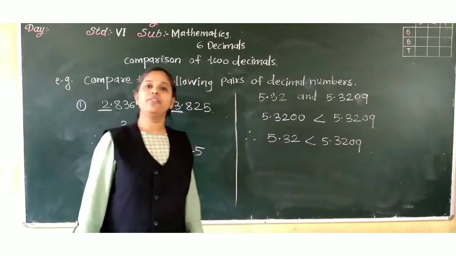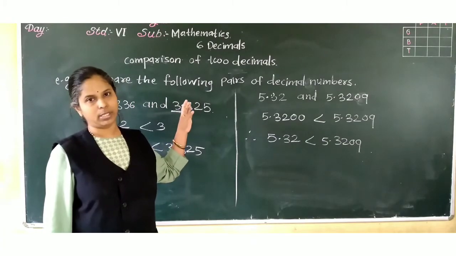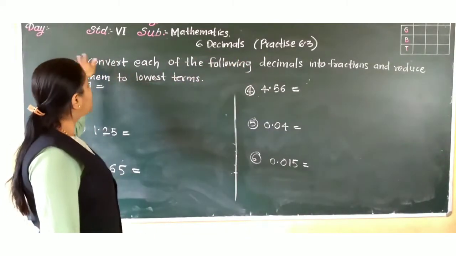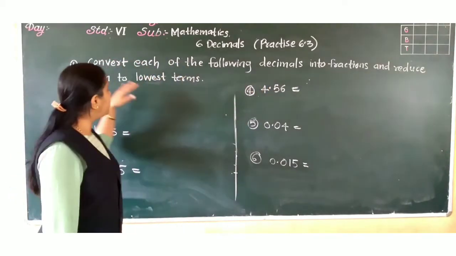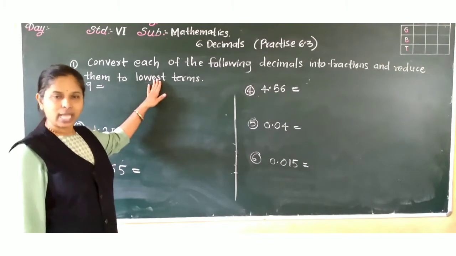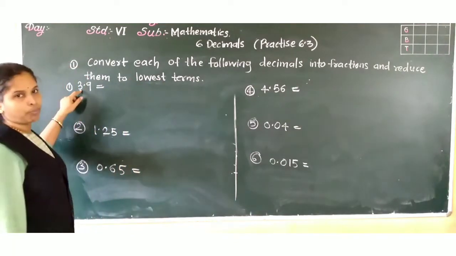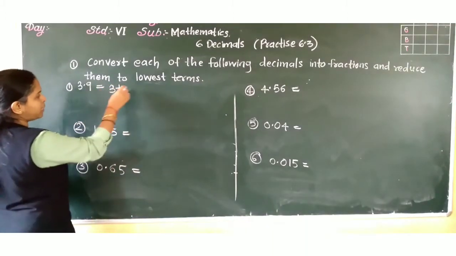In this way, we have to compare any two given decimals. Okay? Practice 6.3, question number 1. Convert each of the following decimals into fractions and reduce them to lowest terms. These I have shown you in the explanation. So see here, first one is 3.9. That is, how to write it? The expanded form.